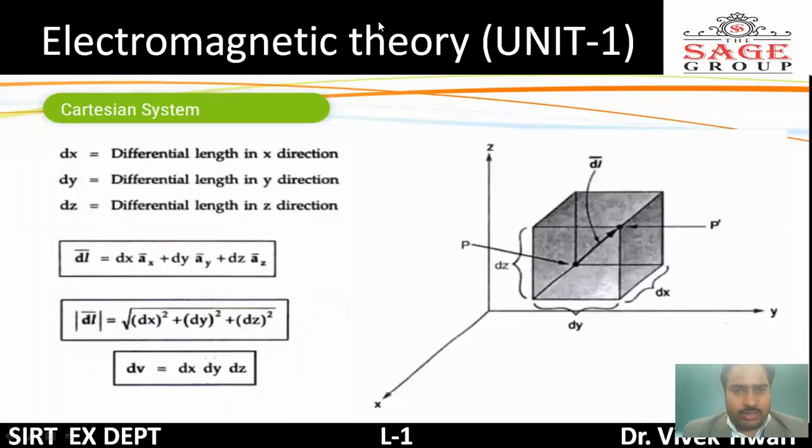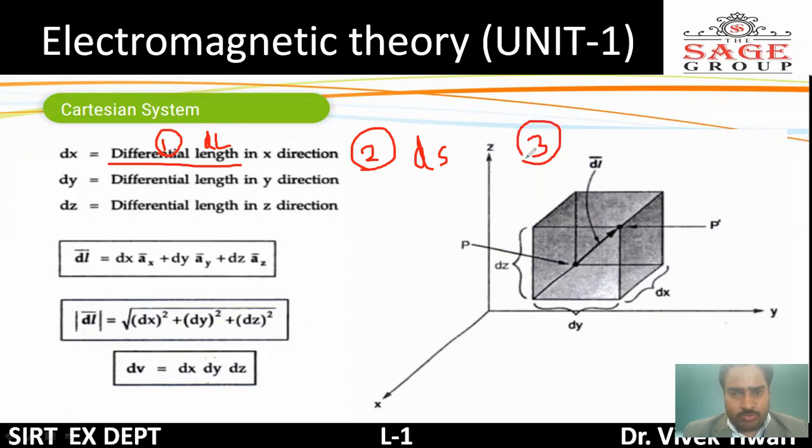So another important thing, when we solve a problem with the help of the Cartesian coordinate system, we have to calculate three quantities. First is differential length, which we can represent by dl. Second is differential surface, represented by ds. Third is differential volume, represented by dV.